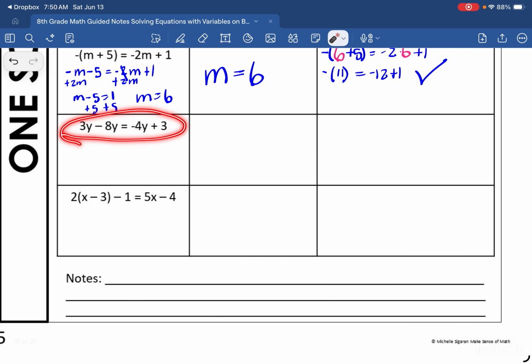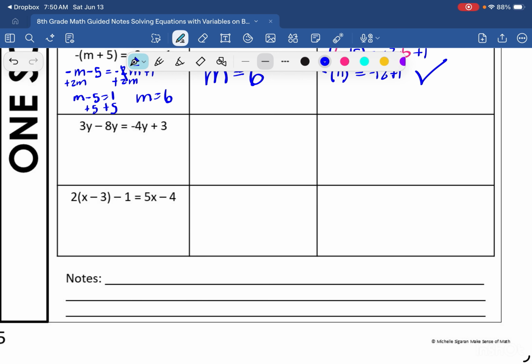3y minus 8y equals negative 4y plus 3. Let's simplify this first. So that's a negative 5y, because 3y minus 8y is negative 5y, equals a negative 4y plus 3. I'm going to add 5y to both sides. Same reason, to keep my variables positive. That cancels, so I have 0 equals negative 4y plus 5y is y plus 3. Subtract 3 from both sides. I get y equals a negative 3.